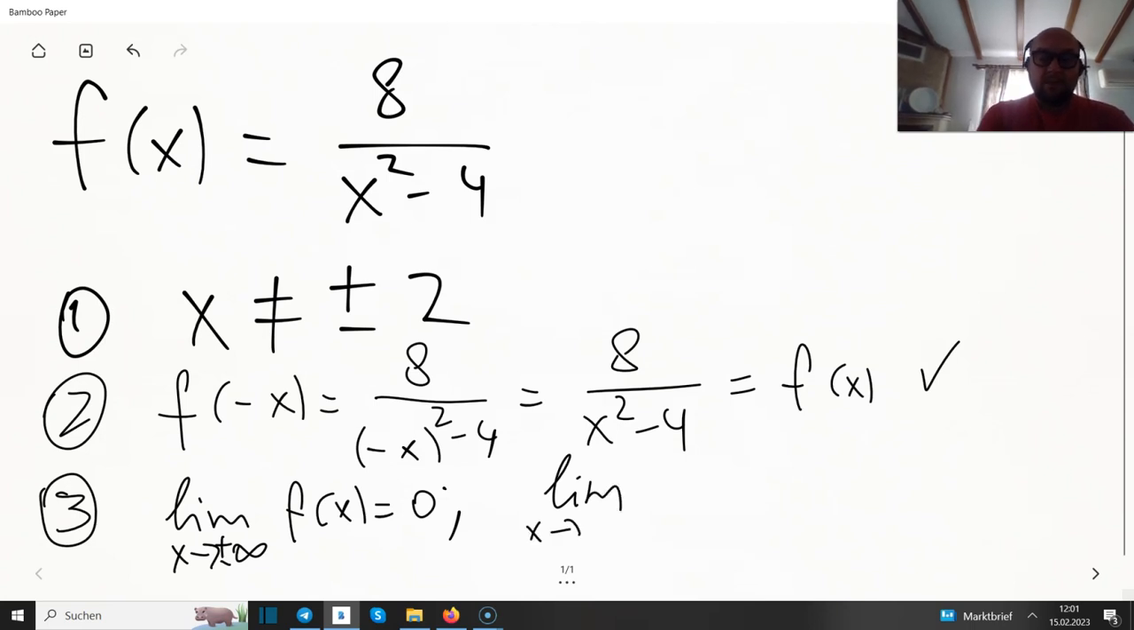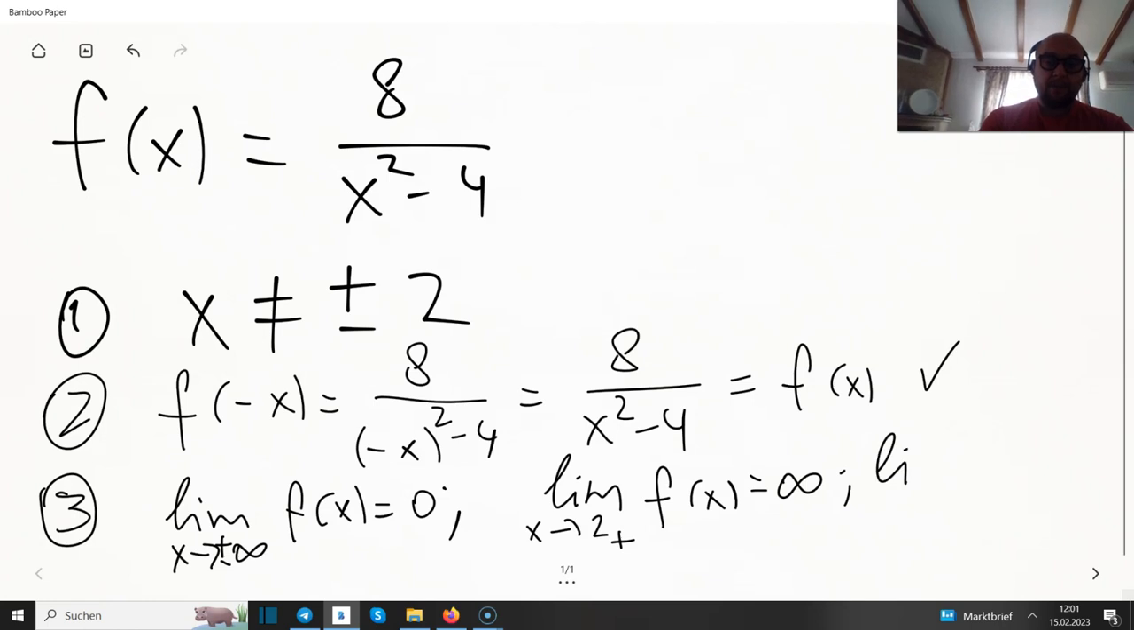So let's say we're approaching 2 from the right hand side, as you can see. So we're slightly bigger than 2, like 2.1 or something. If we square it, we're slightly bigger than 4, so our denominator is very small positive number. Dividing 8 by a very small positive number gives us plus infinity.